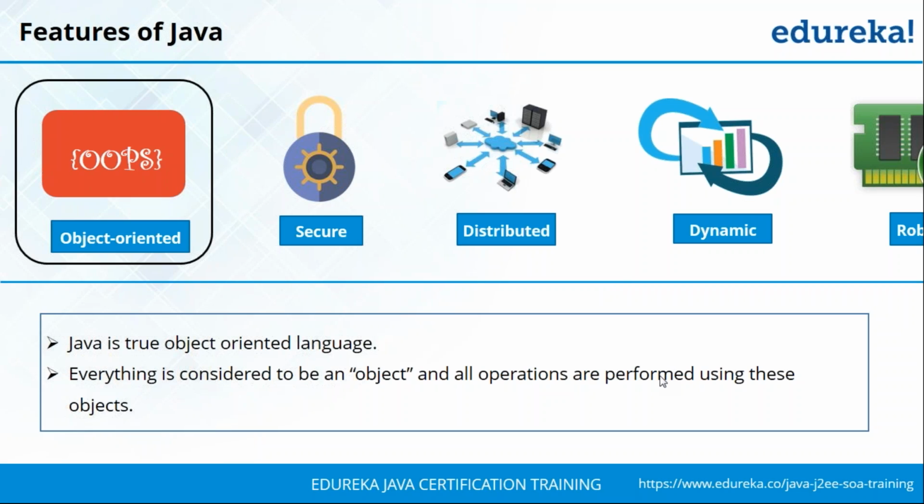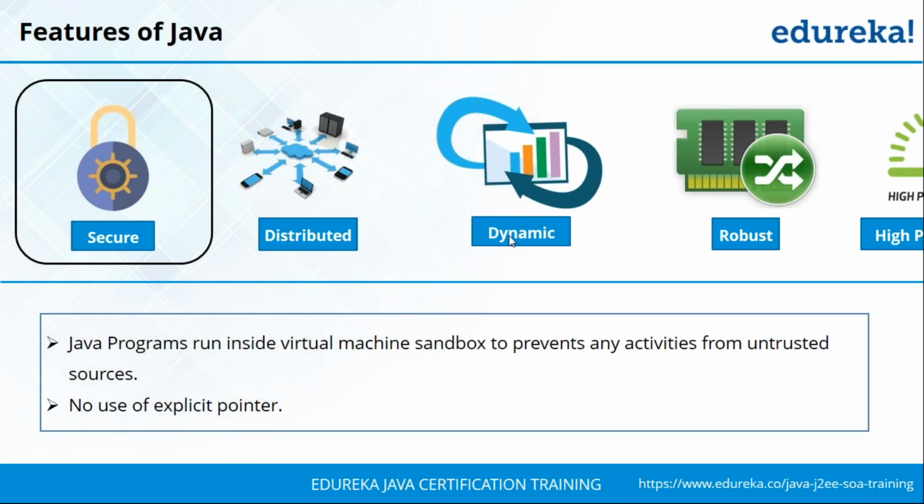So moving forward, let's look at the next feature, that is the secure feature. Now, when we talk about security, it's always a concern that when you're running an application from someone else, will it corrupt my data? Will it affect my data? Will it take some of my data and give it to someone? But with a Java application, you do not need to worry about that.